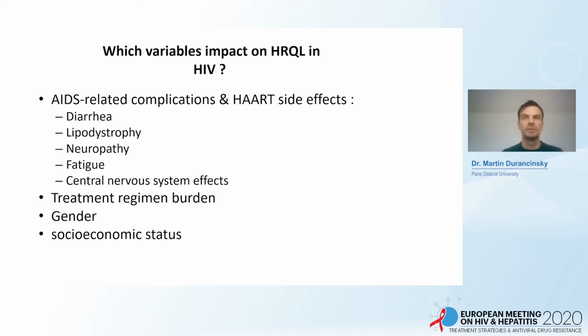Depression is very frequent. So there are many dimensions that still could be improved in HIV patients. Treatment regimen burden can also differ, either side effects, or it can be bothersome in the patient's everyday life. Gender impacts quality of life in HIV, but also in other diseases. Quality of life in women is always worse. And socioeconomic status can also have an impact. But this is something we are not focusing on in this presentation, because we focus on health-related quality of life.